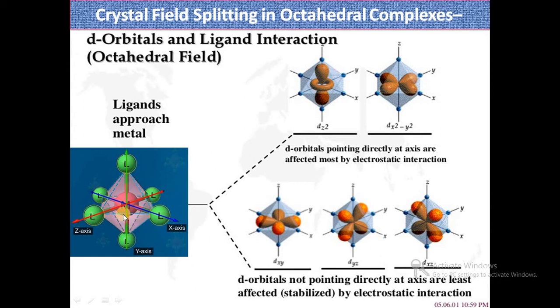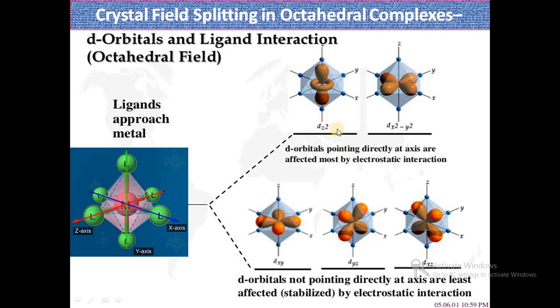But during crystal field splitting of an octahedral complex, the metal is surrounded by 6 ligands, and these 6 ligands approach the metal along the axes only. So which d orbitals have their lobes on the axes? That is the eg orbitals. In the case of eg orbitals, that is dz square and dx square minus y square, their lobes lie on the axes. So there is a strong interaction between the incoming ligand and the metal d orbital. Due to this strong interaction, their energy is increased.